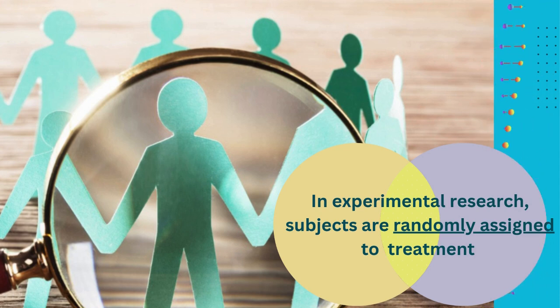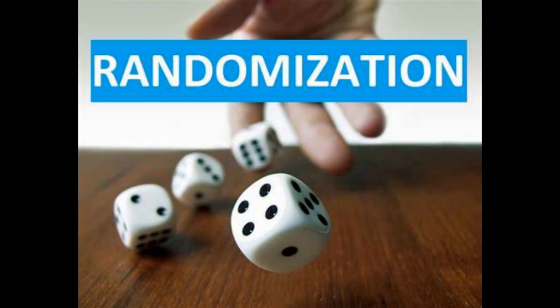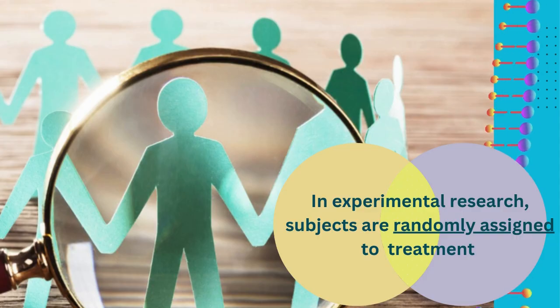In experimental research, subjects are randomly assigned to a treatment. Randomly assigned means every member of the sample has an equal chance of being placed in the control or treatment group. During the trial, random assignment is the way of placing participants from your sample into different treatment groups using randomization.